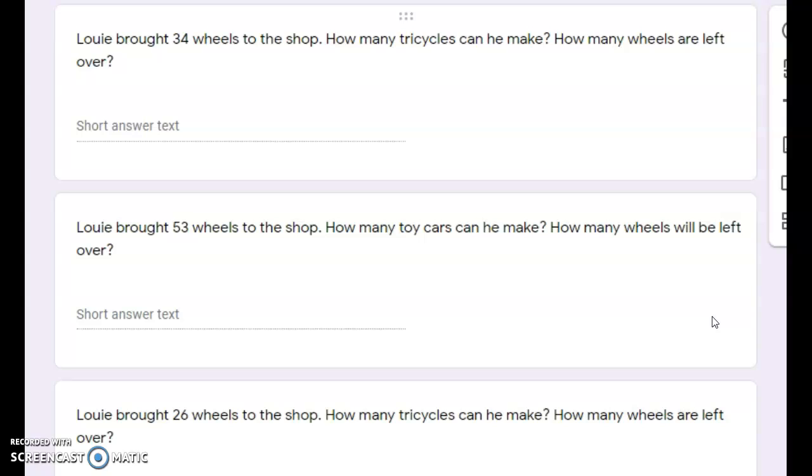Number 2. Louis brought 34 wheels to the shop. How many tricycles can he make? How many wheels are left over? Pause the video at this time to solve and mark your answer.